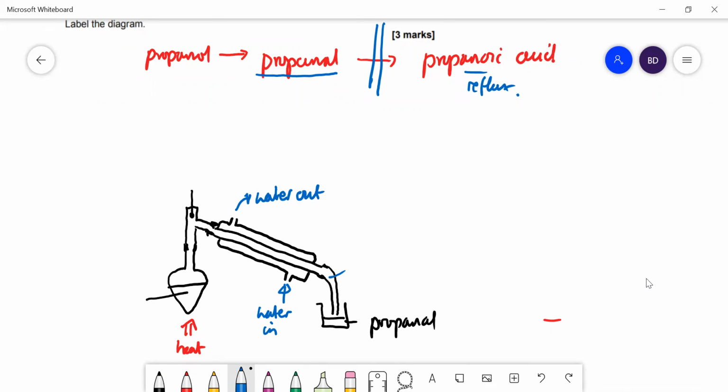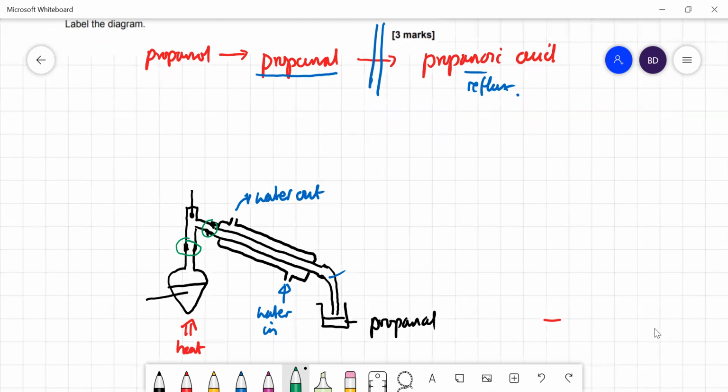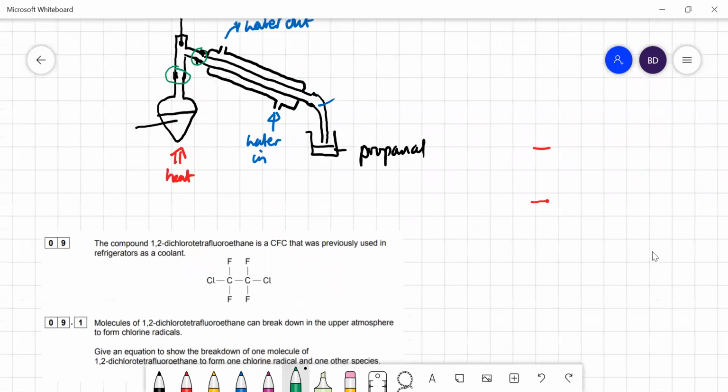And if you look in the mark scheme, you've got to make sure that all these joins are drawn as being airtight, because if they're not, the experiment wouldn't work, and they'll knock marks off for that. The main thing is to realize it's distillation and not reflux, though.